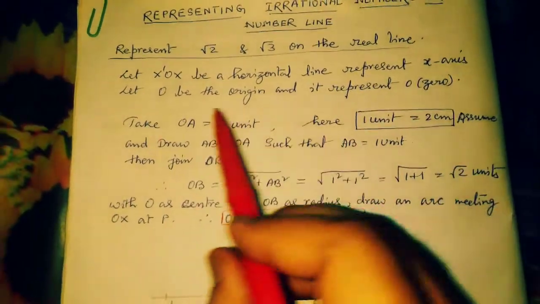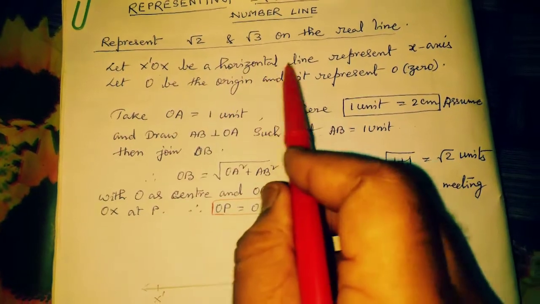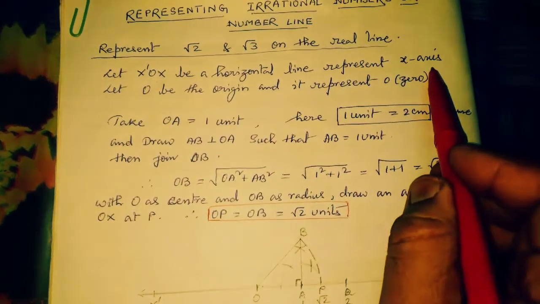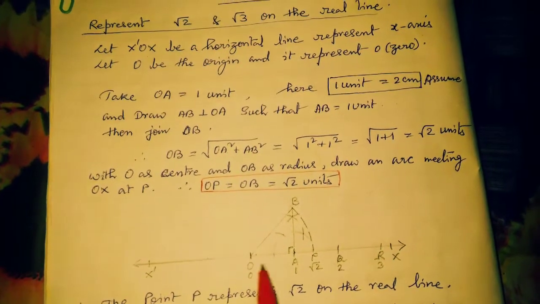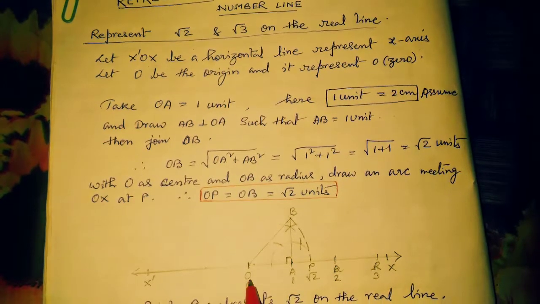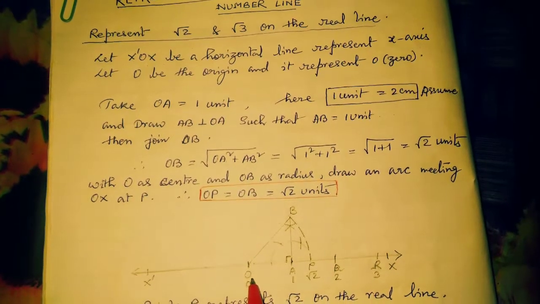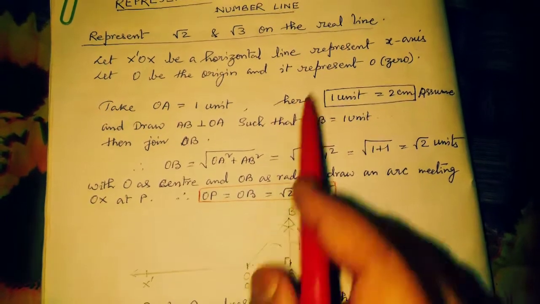So students, first of all, what is given: let X'OX be a horizontal line representing the x-axis. So this is the x-axis, X'OX, the line on the x-axis, and O is the origin, represented as 0 here. Clear? So that is what is given over here.